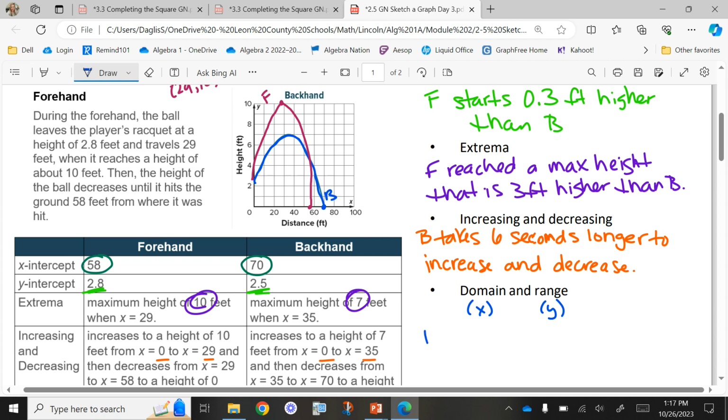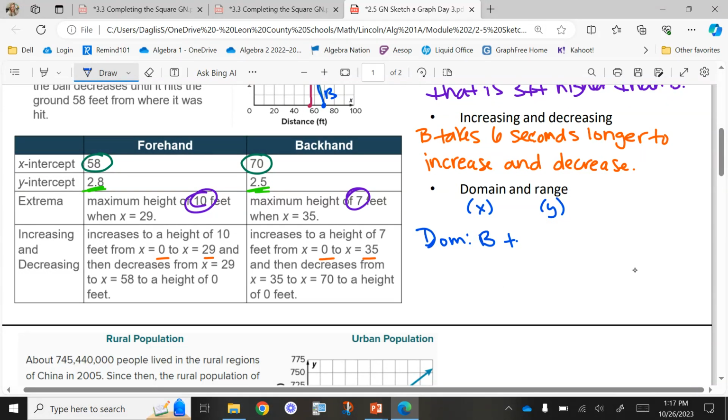So for my domain, backhand took a longer amount of time because not time. What is X? Distance in feet. So my backhand traveled, come on, pen. I changed its batteries this morning. There we go. Traveled the farthest.